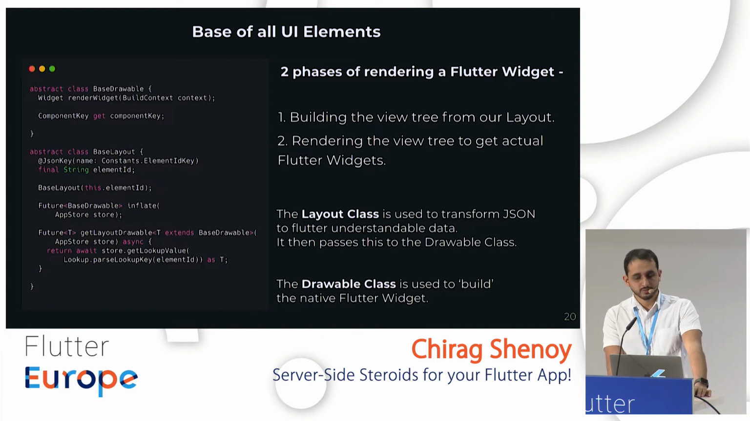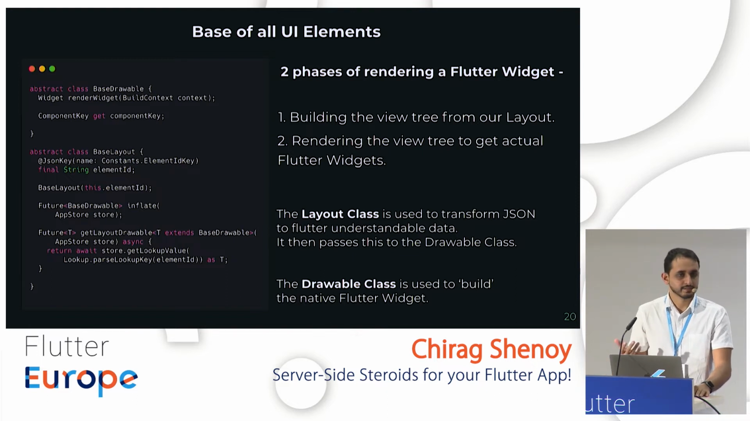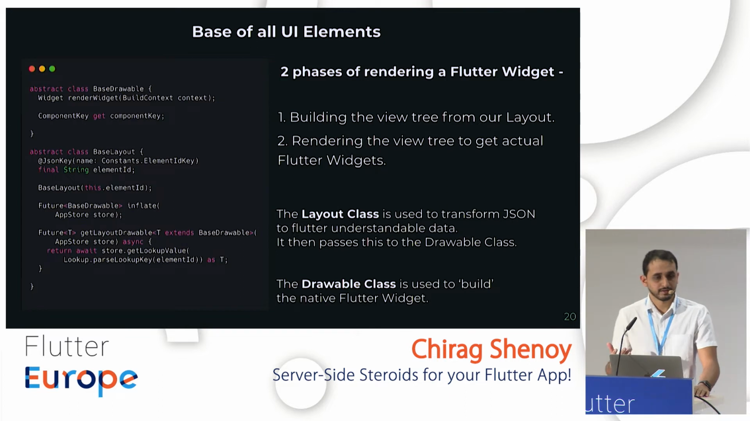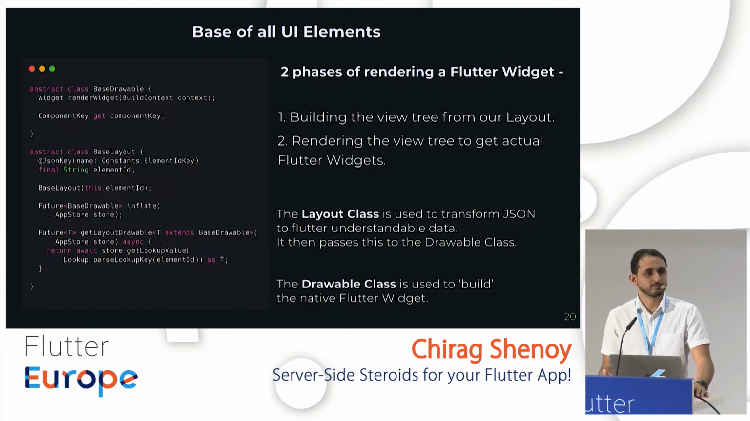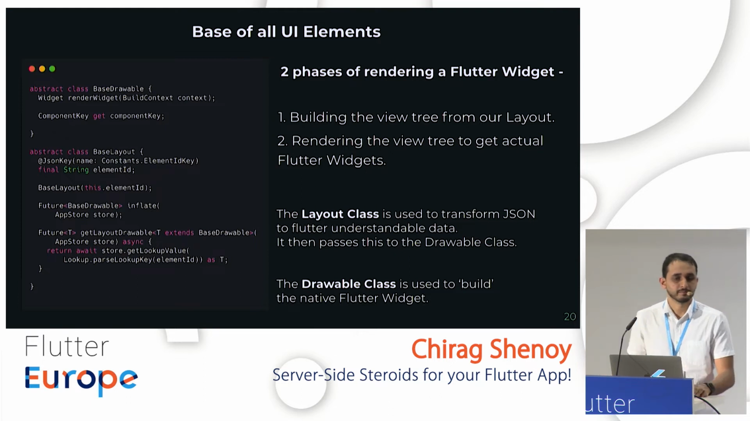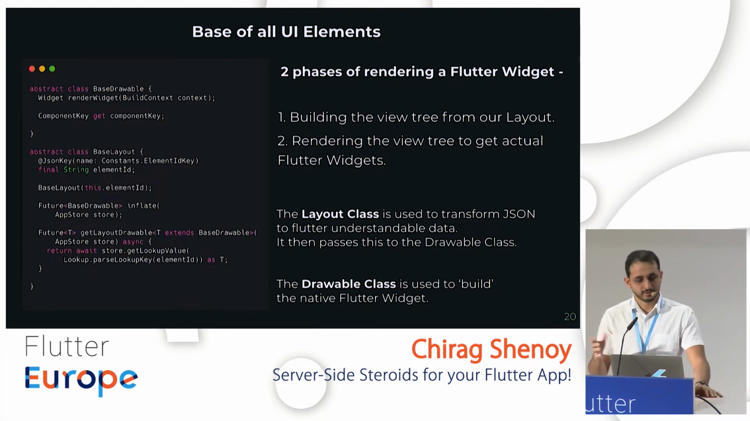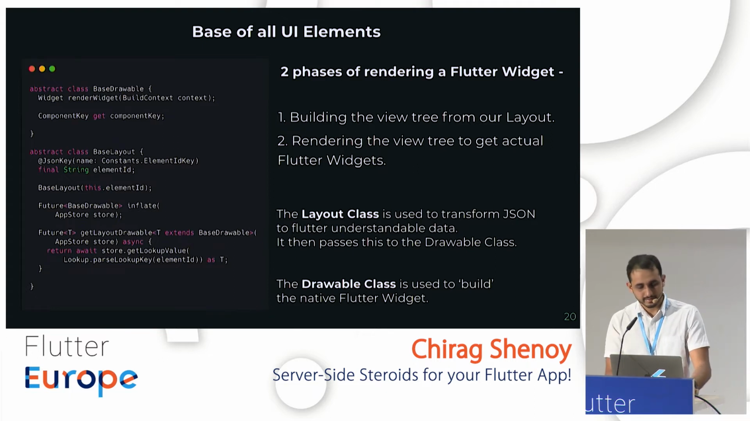You would be building the view tree from the layout file. The layout file takes the JSON and populates whatever data is required to be sent to the drawable class. You can think of it as a pre-step before actually rendering a widget. There needs to be a way where you can get data from the JSON and attach it to the actual Flutter widget. And then the rendering of the view tree is actually done in the drawable. Like it says there, the drawable class is used to build native Flutter widgets.